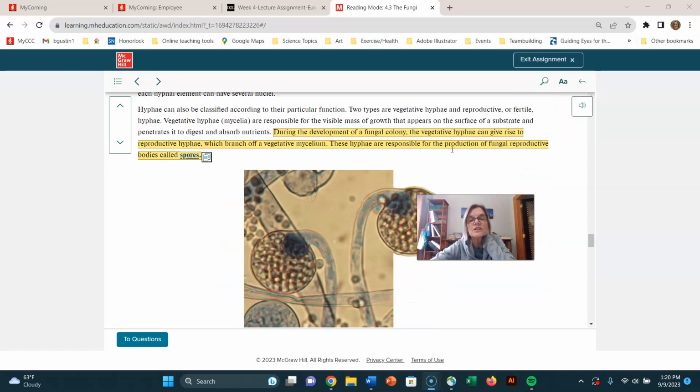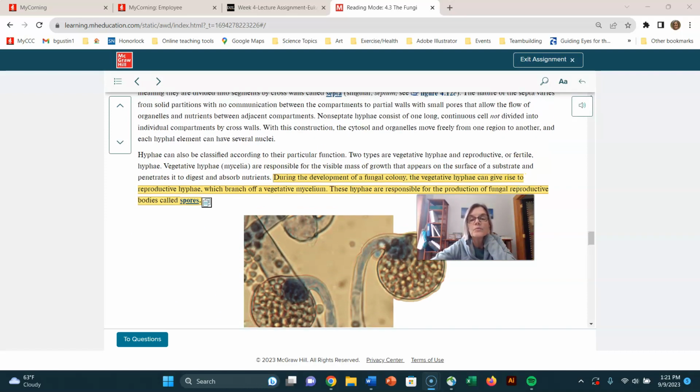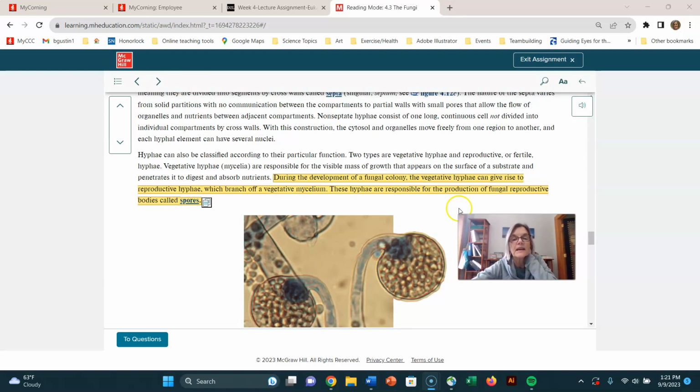I wanted to talk just a little bit about how molds can propagate. When you have a mold colony, or even if you're looking at your bread that's got mold on it, there's going to be hyphae growing on the surface. And one of the things that the hyphae can do is just break off and float away.